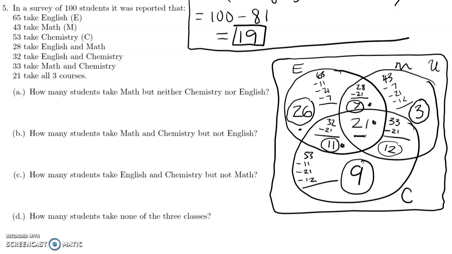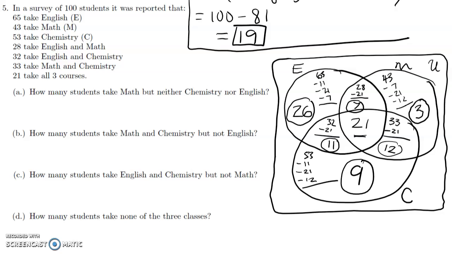Let me just clean up a couple of these extra marks that I've drawn on the Venn diagram, because now what we can do is we can use this Venn diagram to answer our other questions. Because now we can look at what group of people we're looking for, and we can look for which regions in the diagram satisfy those different things. So like the first one, part A, says how many students take math, but neither chemistry nor English.